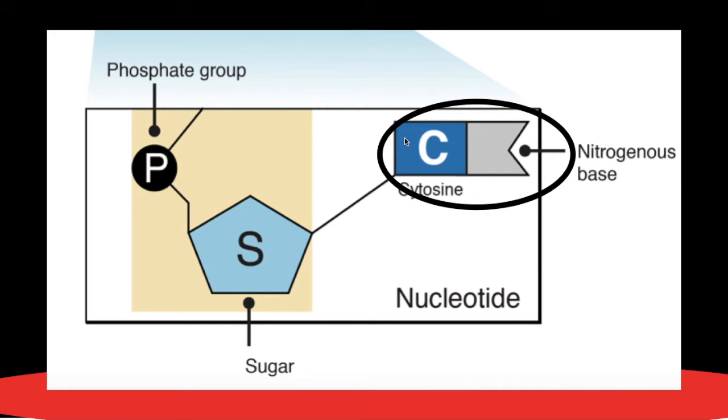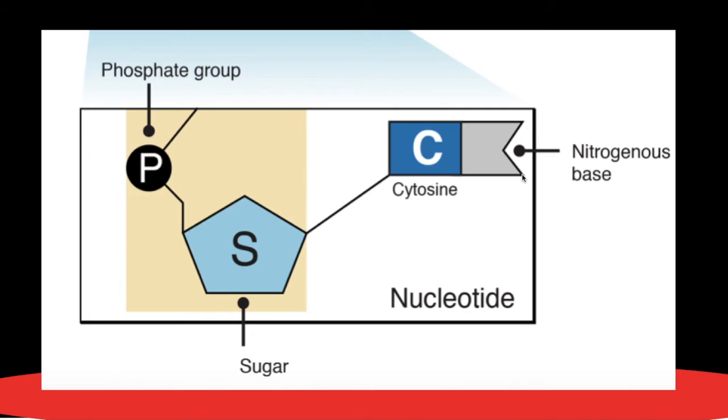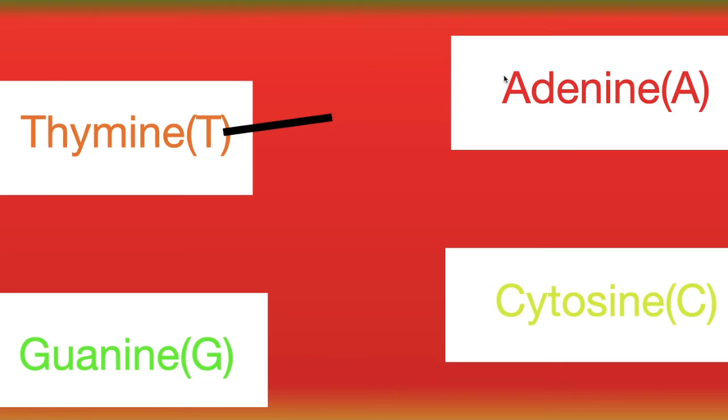Then we have the nitrogenous base. This nitrogenous base is basically a base, which is a substance that reacts to acids. And as the name suggests, this base is composed of nitrogen. Here you can see one nitrogenous base of DNA is cytosine. We have 4 different types: adenine, thymine, cytosine, and guanine. Adenine and thymine are always bonded together, and cytosine and guanine are always bonded together. So if you ever see A on one side of a DNA, then you can be sure that on the other side there will be a T. Keep this in mind because this will be handy soon.